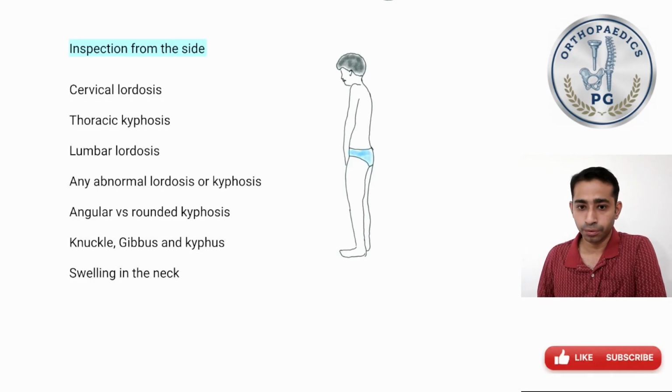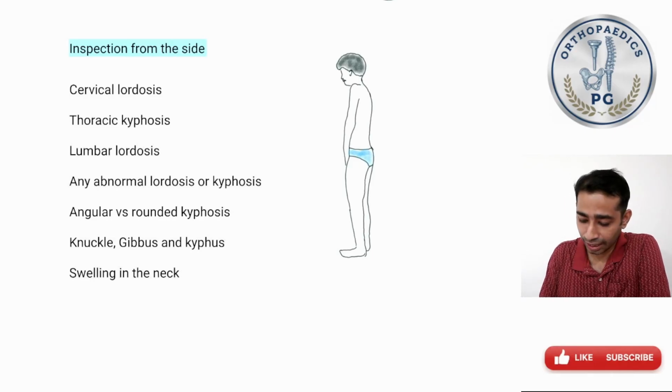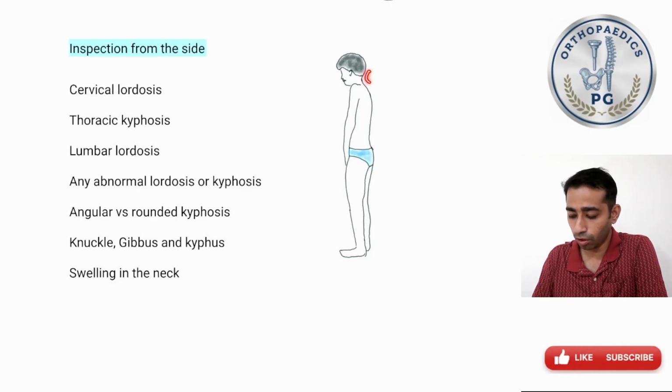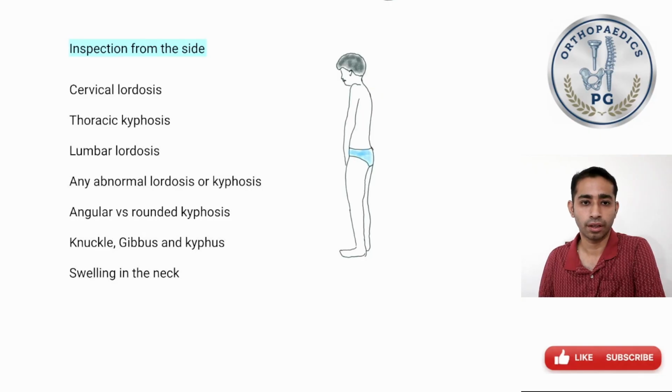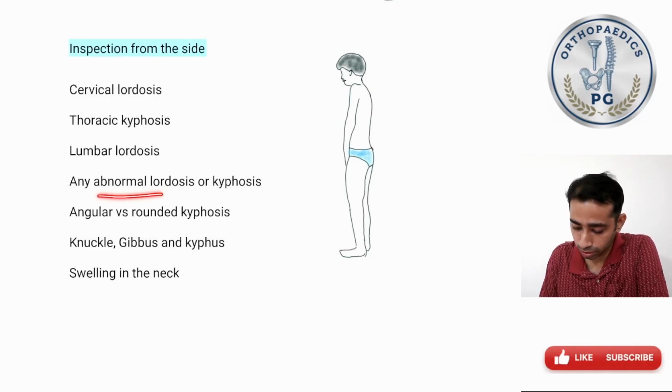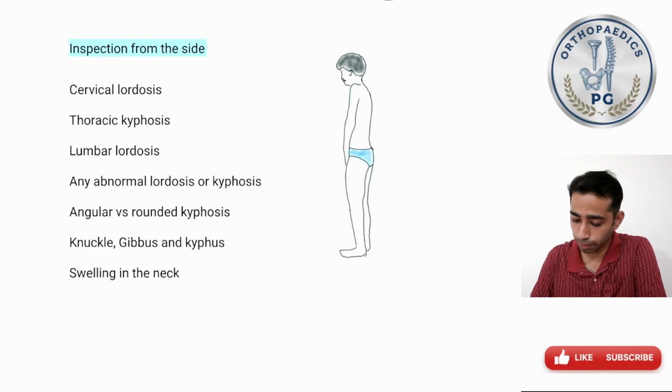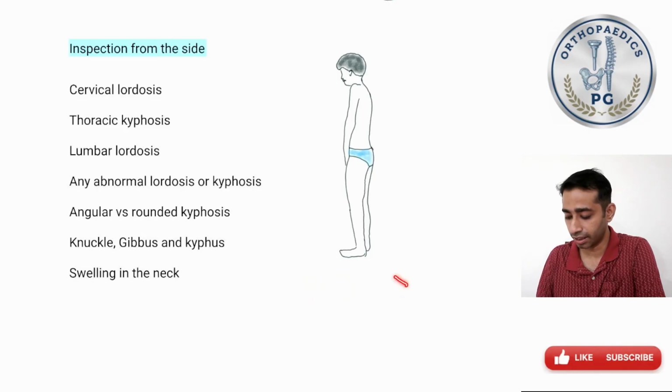The next thing you have to do is inspection from the side, where you have to comment on the cervical lordosis, thoracic kyphosis, and lumbar lordosis, and look for any abnormal lordosis or kyphosis. Kyphosis may be angular or rounded. Kyphosis is also divided into knuckle, gibbous, and kyphus. Knuckle is when one spinous process is involved, 2 to 3 is gibbous, and greater than 3 is kyphus. Also in the lateral position, you look for any swelling in the lateral part of the neck.